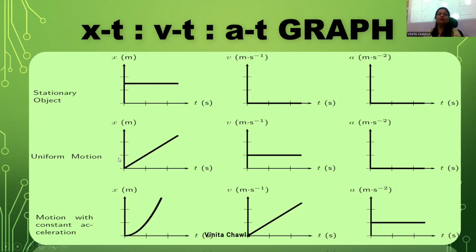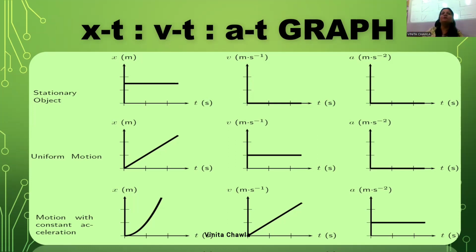Now let's move to another section, uniform motion. If the object is moving with uniform motion, then the displacement time graph is a straight line inclined to the time axis. The object is covering equal displacement in equal intervals of time, so we get a line inclined to the time axis.